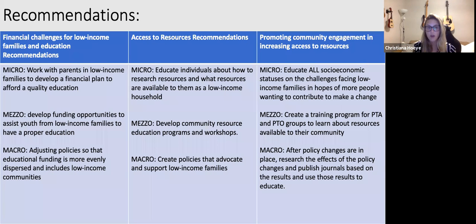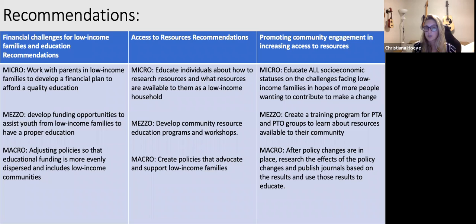My access to resources recommendations on the micro level is to educate individuals about how to research resources and what resources are available to them as a low-income household. On the meso level, it's to develop community resource education programs and workshops. On the macro level, this may be creating policies that advocate and support low-income families.